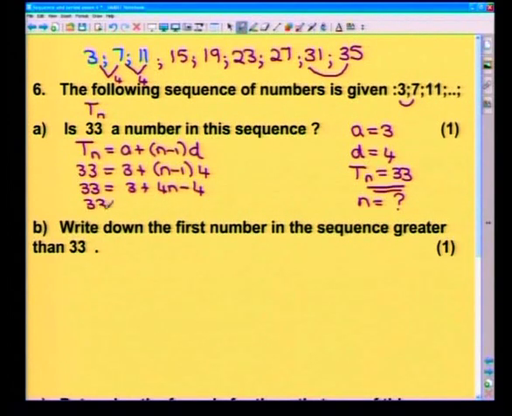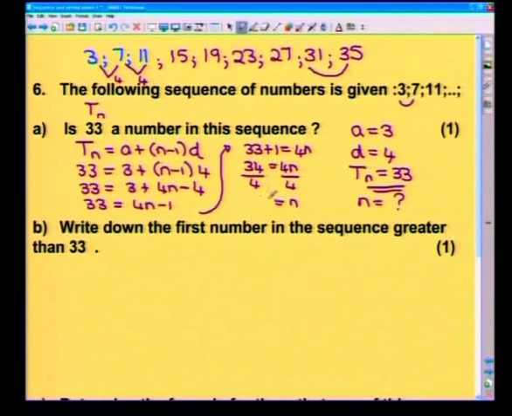That means that 33 is equal to 4n minus 1, which means I've got 33 plus 1 equals 4n, which means 34 equals 4n. Now to find n, I divide both sides by 4. So doing that, I'm going to get n is 17 over 2.